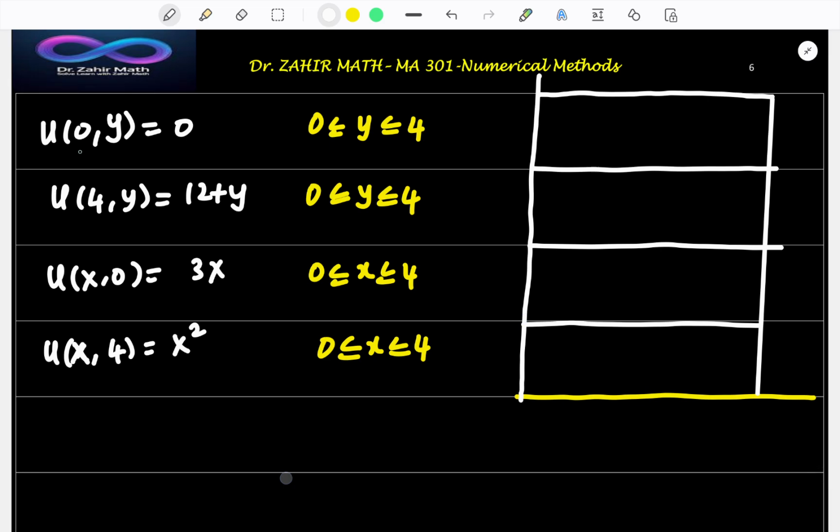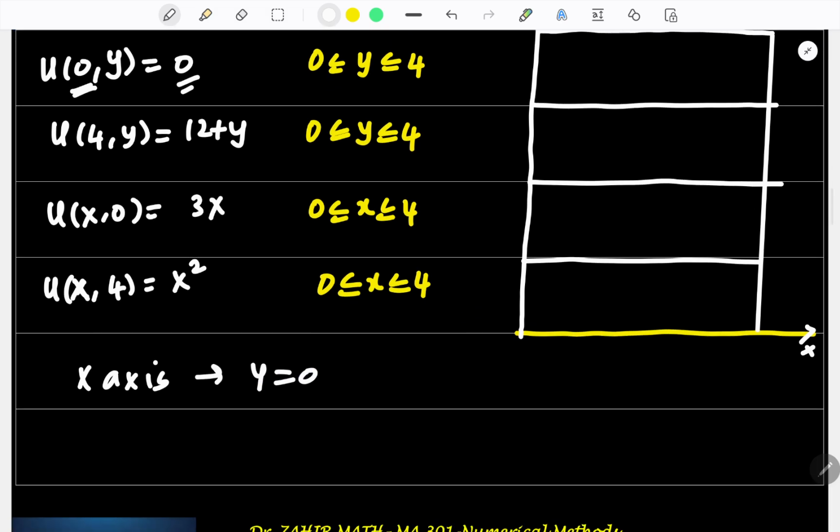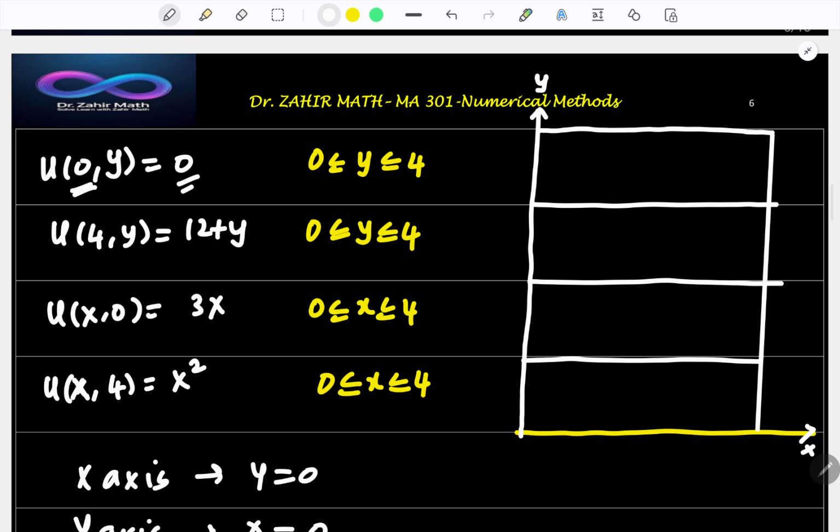Look here. X is equal to 0. The temperature value is 0. X is equal to 0 means the y-axis line. And this is your x-axis line. You know very well, x-axis is y equal to 0, and y-axis line is x is equal to 0. So when x is equal to 0, the temperature is 0, 0, 0, 0.